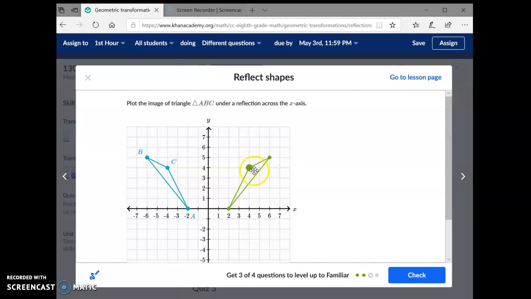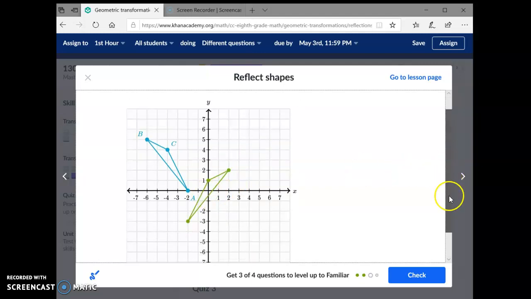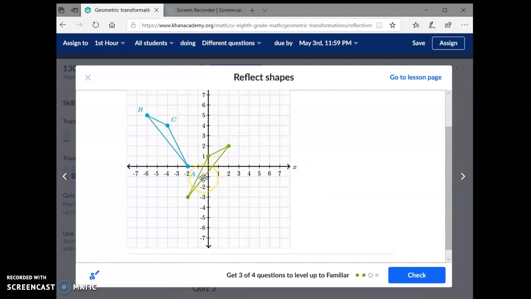Uh-oh. It says reflection across the x-axis. So this is actually a reflection across the y-axis. So I'm going to move this down. And I don't know if I can flip it. I don't think I can. But we'll just flip the points here.